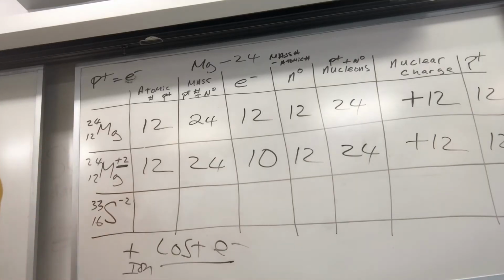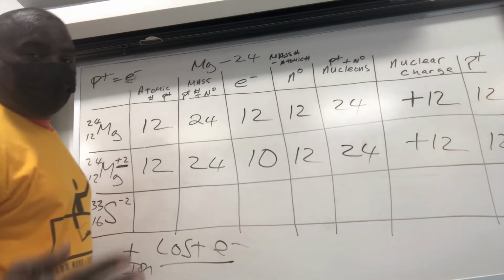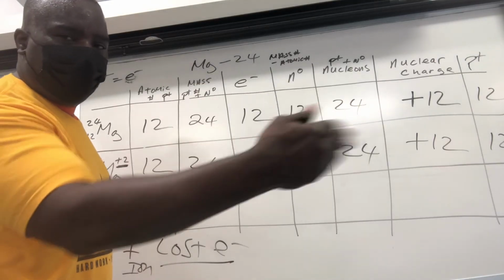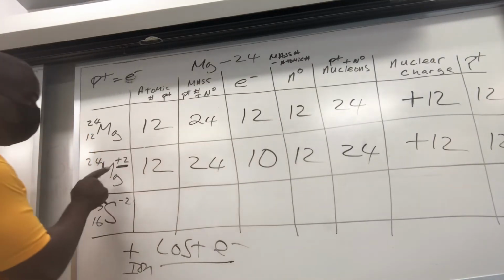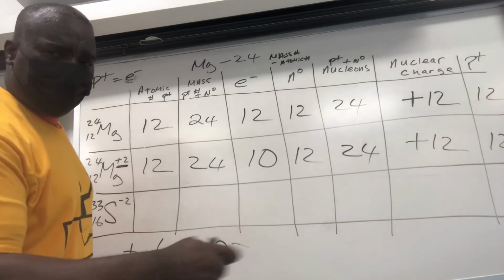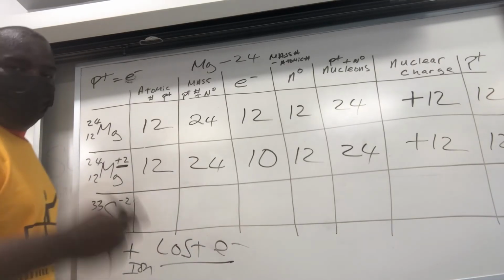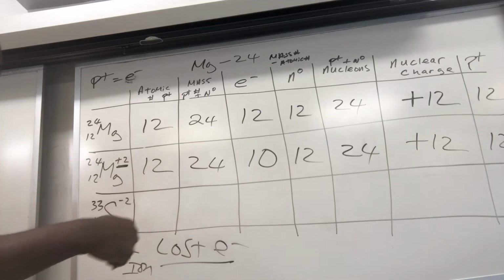So for ions, it's basically the same thing as a neutral atom, but you have to make an adjustment with the electrons, whether you're going to add or subtract. So if you have a positive charge, you subtract from the number of electrons in the neutral amount. If you have a negative charge, like this sulfur, you're going to add to the neutral amount that it normally was.